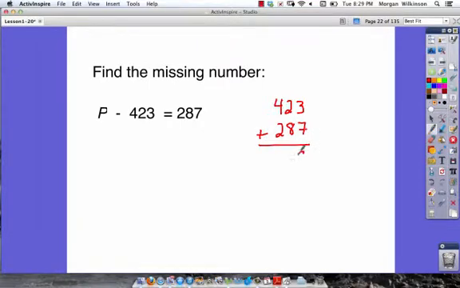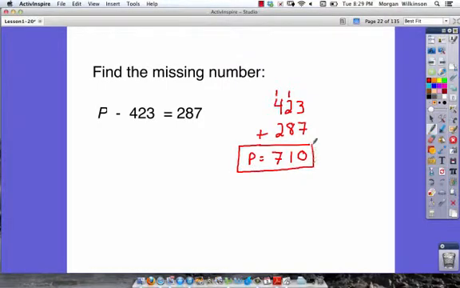3 plus 7 is 10. We're going to carry that 1. 1 plus 2 is 3, plus 8 gives us 11. We're going to carry that 1. 4 plus 1 is 5, plus 2 more gives us 7. We've got 710. P must be equal to 710.